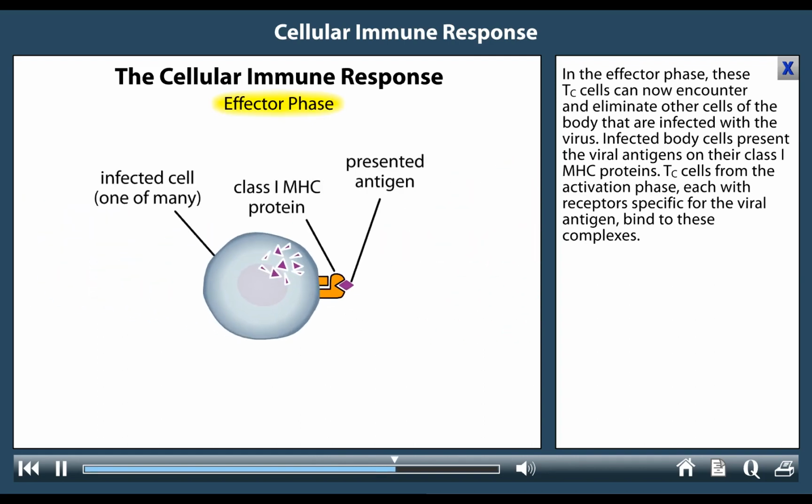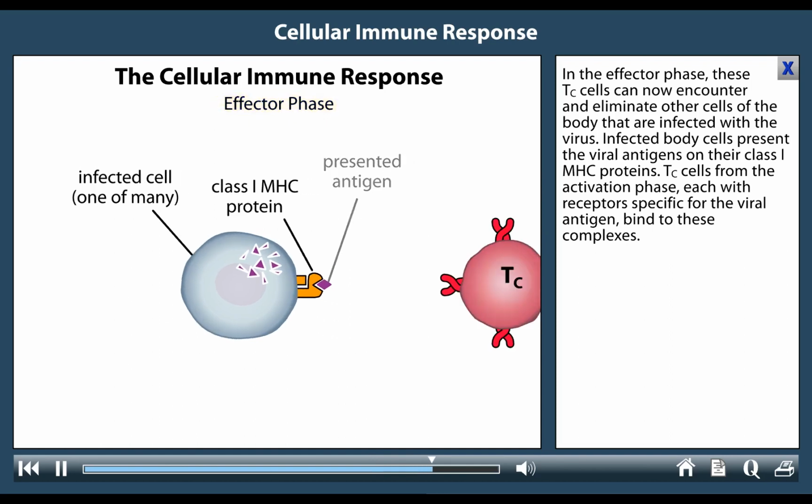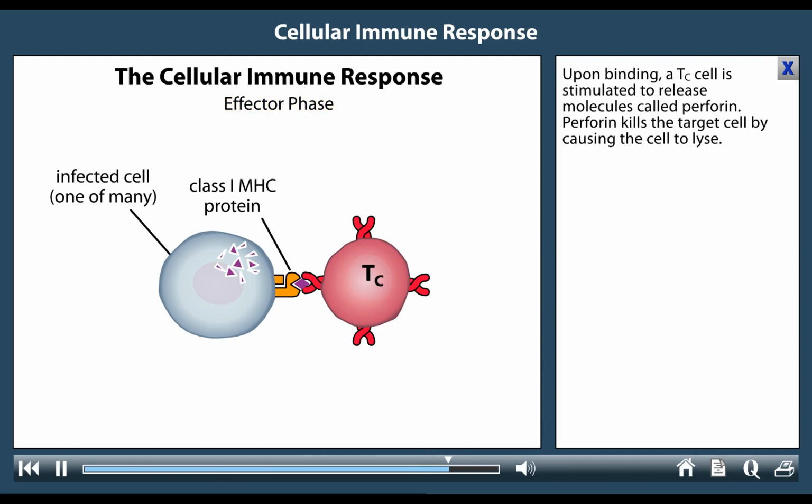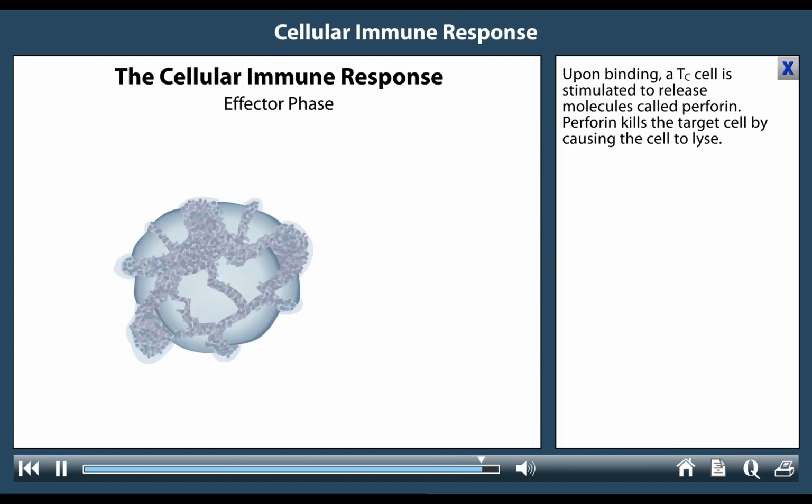Infected body cells present the viral antigens on their class I MHC proteins. Cytotoxic T cells from the activation phase, each with receptors specific for the viral antigen, bind to these complexes. Upon binding, a cytotoxic T cell is stimulated to release molecules called perforin. Perforin kills the target cell by causing the cell to lyse.